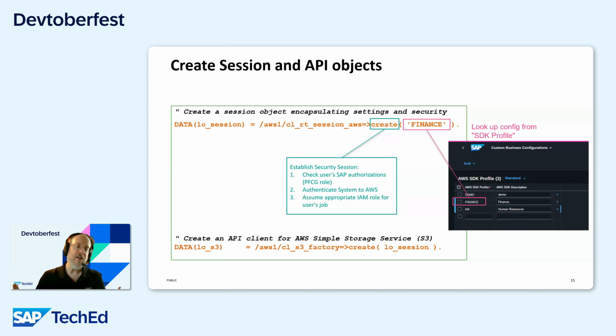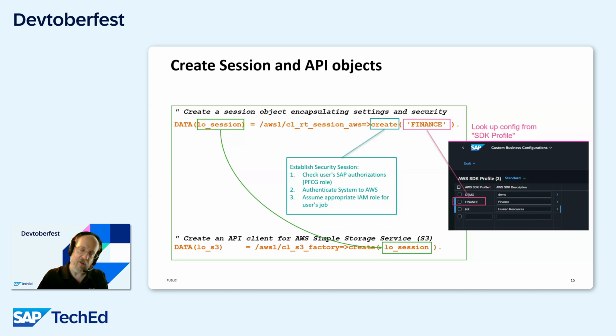So your fine-grained permissions on the SAP side are mapped to fine-grained permissions on the AWS side that match your job function. So once it's done all that stuff, then you get the session object, and you can pass that to a factory class to create a client object for whichever of our 200 plus services you decide to consume.